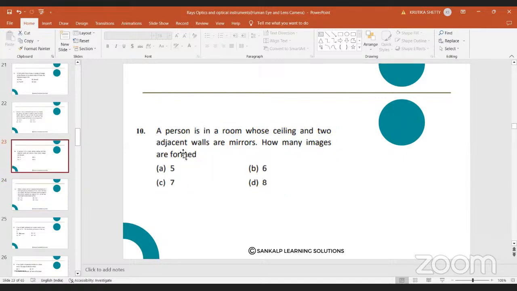Okay, the next question is, a person is in a room whose ceiling and two adjacent walls are mirrors. How many images are formed here? So what they are saying here is that the ceiling, the roof, and two adjacent walls are made of mirrors. So when you enter such a room, how many images are formed here?